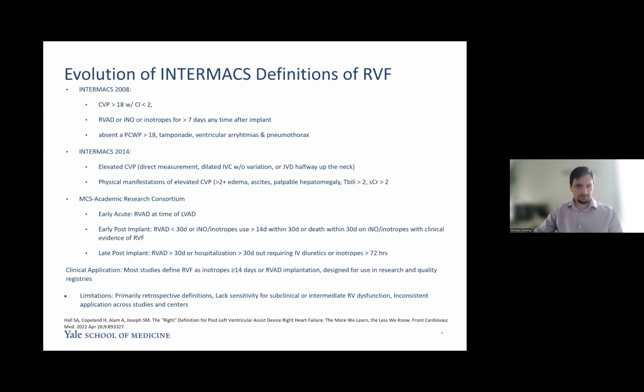I really appreciate the thought that went into a lot of the INTERMACS definitions and how we might be able to create some consensus with it. So I did just briefly outline how it evolved from a more simple definition and has progressed over time to now the MCS Academic Research Consortium definition, which, if I were to show you the table, can be quite long. But we have further stratified phenotypes into early acute, early post-implant, and late post-implant, and tried to improve our sensitivity to screen a different type of patient who may fail at different times. But that definition, I think, has proved to be a little bit too long and not really applied to a lot of the research studies.